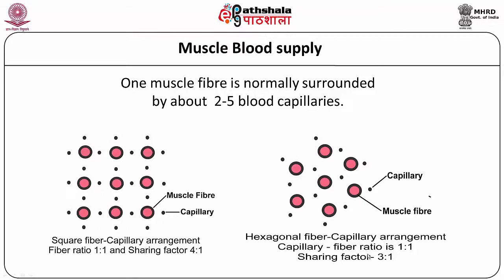In hexagonal arrangement, the capillary ratio is again 1:1. However, there is a sharing factor of 3:1 only. In the hexagonal arrangement there are 3 blood vessels with 1 fiber. So actually in hexagonal arrangement the blood supply is lesser than the square arrangement. With training, the muscle fiber and capillary ratio changes.